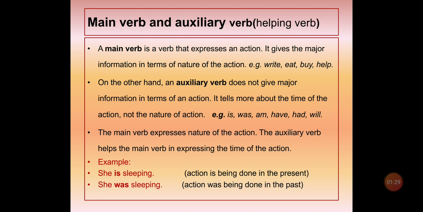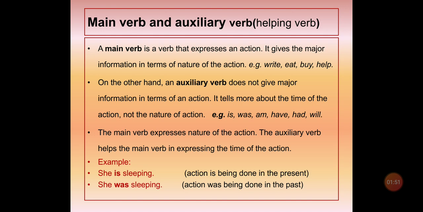First of all, make this thing clear. What is the nature of the action? Nature of the action is what type of action is being done. It is told by the main verb. And what is the time of the action? It is something that is told by the auxiliary verb in a sentence.